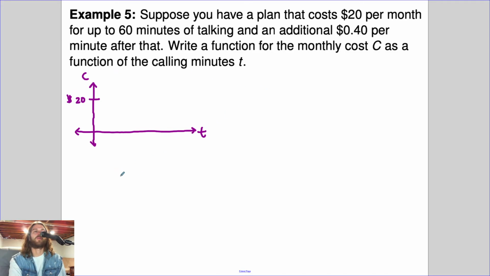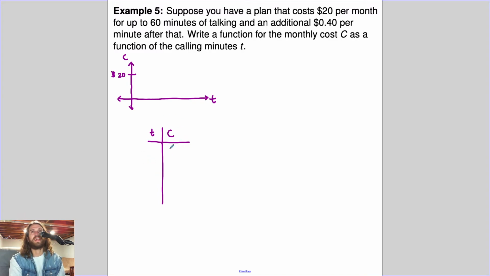So let's think about this in terms of a table, right? Here's the number of minutes we talk. Here's the cost per month. If I talk for 0 minutes, the line still costs $20. If I talk for 1 minute, the line costs $20. Now this process repeats, right? If I talk for 60 minutes, this line still costs $20. So what does this look like? This looks like a constant function all the way up to 60 minutes. So here we have at 60, it still costs me $20.